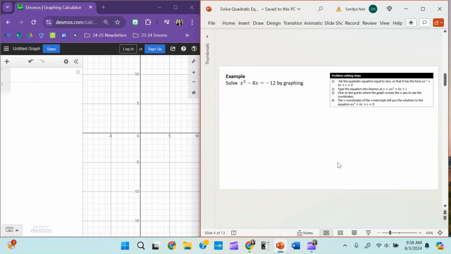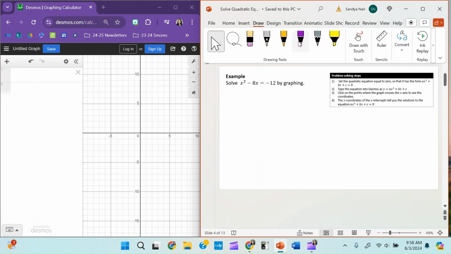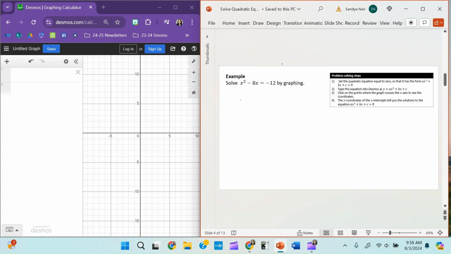Suppose we want to solve x squared minus 8x equals negative 12 by graphing. Well, the first thing that we need to do is set this quadratic equation equal to 0. So that's extremely important. You don't want to go ahead and type this in because you'll get a very different answer. So in order to set it equal to 0, I'm going to add 12 to both sides of my equation. And when I do that, I get x squared minus 8x plus 12 equals 0.